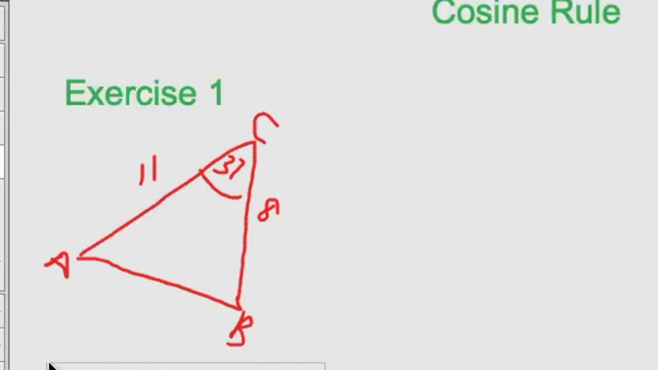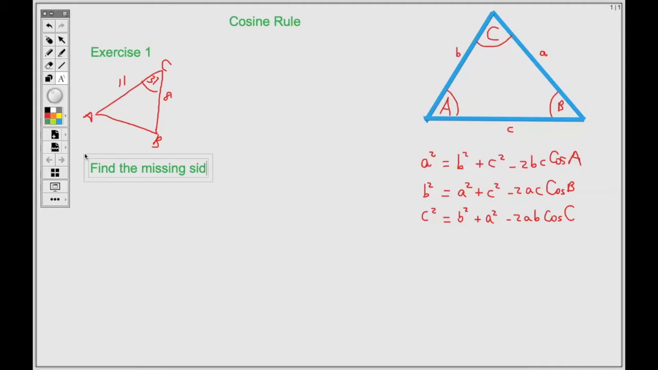Now the next example, we're finding the missing side. It's good for us to label. So labeling this, we know that 11 represents small b and 8 represents small a. The side facing capital A is side A, and 11 is the side facing capital B, so it's side B. We're trying to find side C, which is facing the angle of 37 degrees.